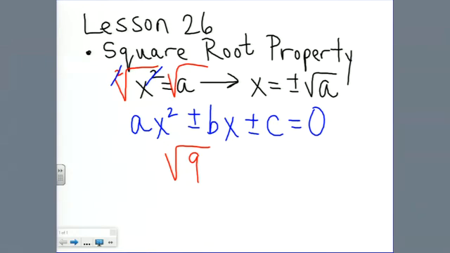Discussing the square root property. And when you take the square root of a number, you're going to have two answers. You're going to have a plus whatever the number is and a minus whatever the number is. So, for example, if you had the square root of 9, well, normally that would be just positive 3. But also the square root of 9 is equal to negative 3.